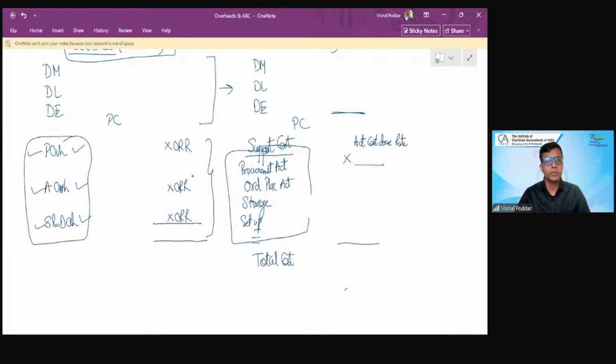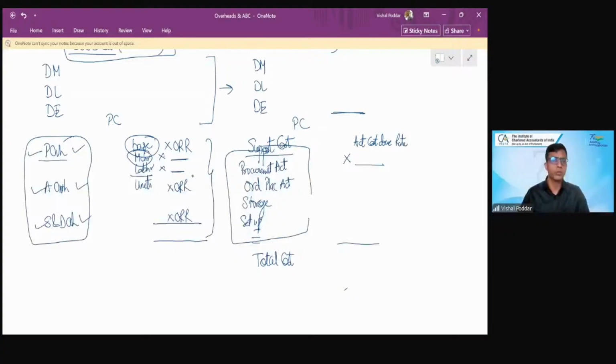Now you multiply this by the base. So base can be either machine hours, or it can be labor hours, or it can be units. So whatever is the base, that base will be multiplied by the respective charging rate. So if you have selected the base as machine hours, here whatever overhead recovery rate we are calculating will be per machine hour, hence multiplied by machine hour to get the total. Similarly, if the base is labor hour, the overhead recovery rate is per labor hour.